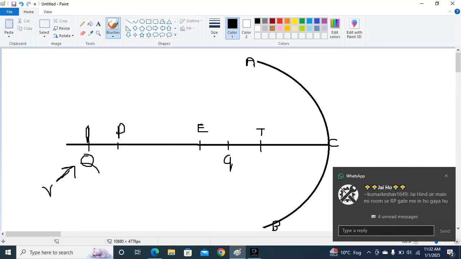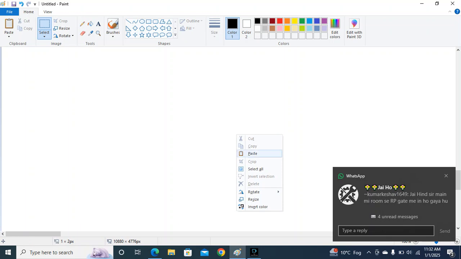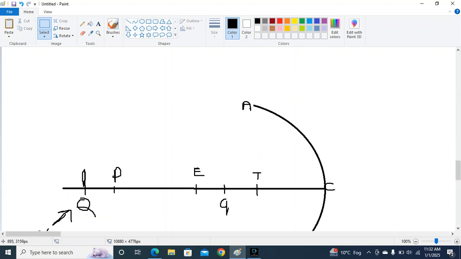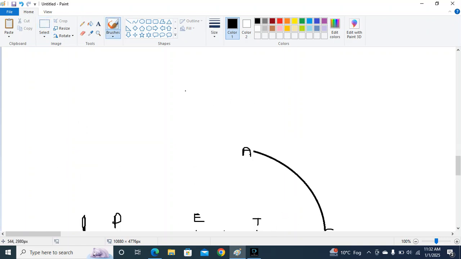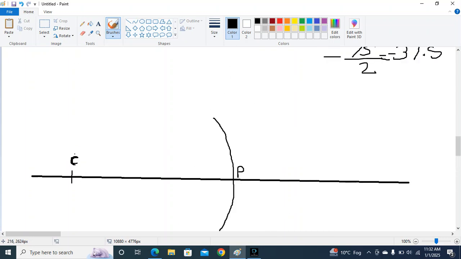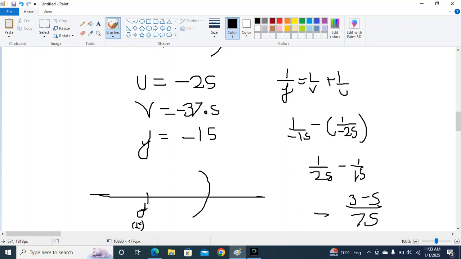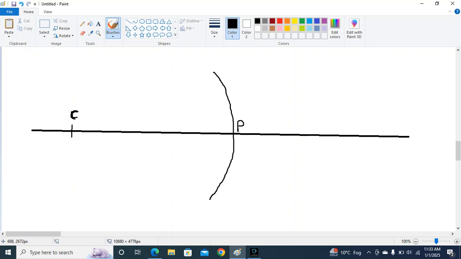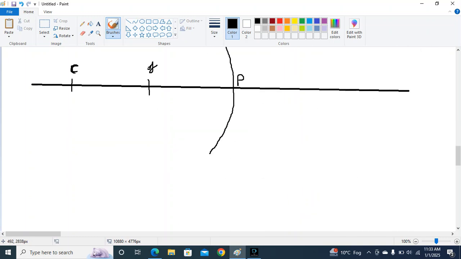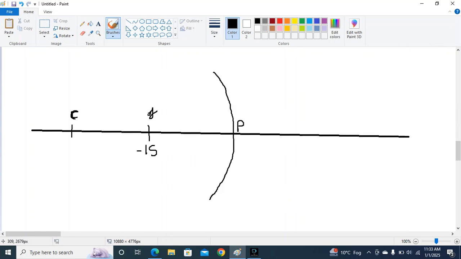In this figure we have taken E as the center, and here I have denoted it as C. Now I have to take V. Let me firstly mark F, which is the focal length, given as minus 15. U is also given as minus 25. The center will be minus 30, because it is double of F.